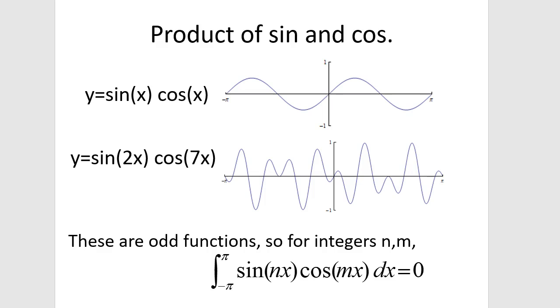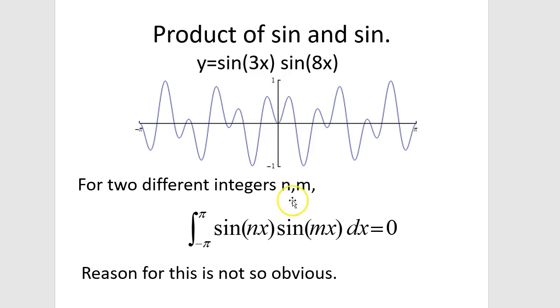Now, we need to know more integrals in order to understand Fourier series. The next topic is the product of sine and sine. How do you integrate the product of sine and sine? For example, if you have the product of sine 3x and sine 8x, this is the graph. It's very complicated, and you can't see much from the graph. But you can prove that if you integrate this, you get 0, as long as n and m are different. Now, why is that?